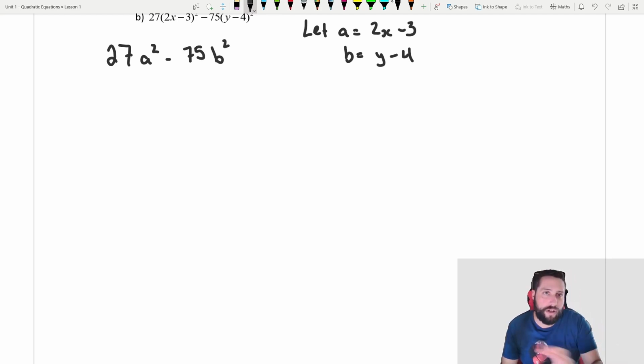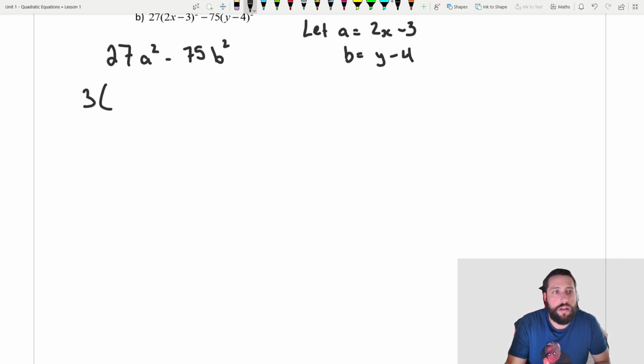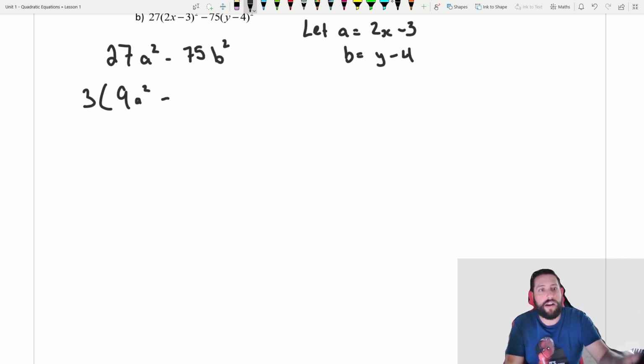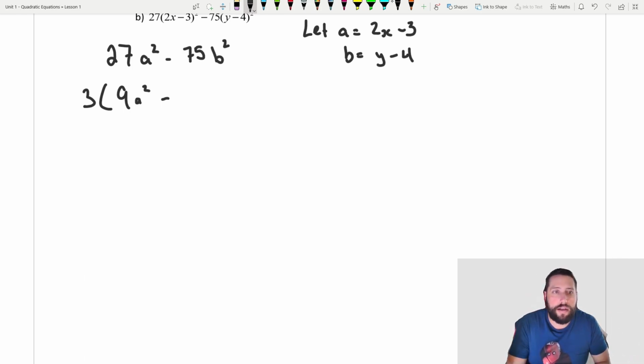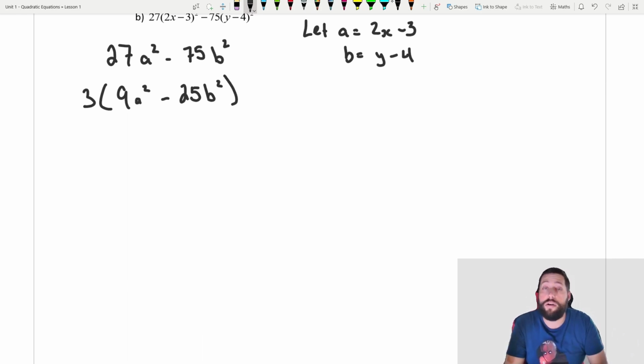So before we do anything, because we're going to try and factor this using a difference of squares, we need to make sure that our coefficients are perfect squares. So we're actually going to factor out a common factor between 27 and 75. Okay, that common factor is 3. So we're going to factor out a 3 from each one. So 27 divided by 3 gives us 9, and this is a squared, minus 75 divided by 3 gives us 25, and then b squared. And now we can factor using a difference of squares.